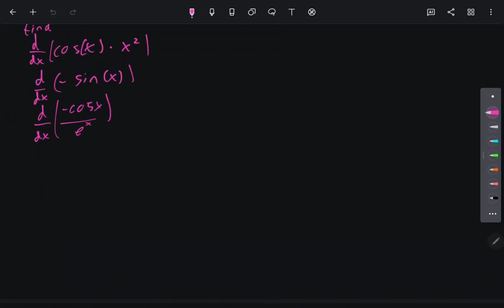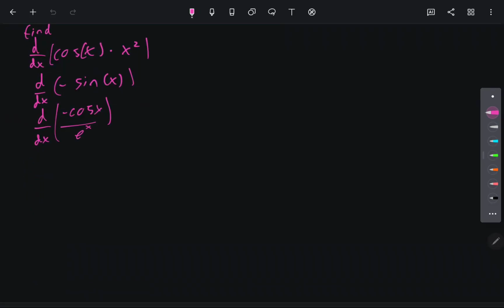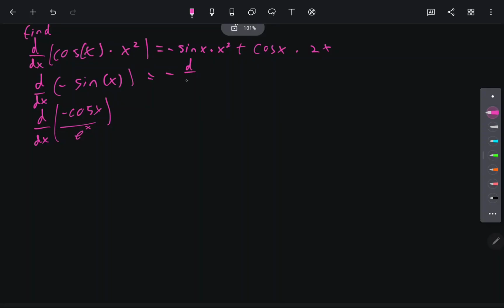Alright, let's move on and let's do some problems. So we know the derivative, this is just a product rule derivative, so it's the derivative of the first, negative sine of x, times the second, x squared, plus the first, cosine of x, times the derivative of the second, 2x. And that's our answer. For the next one, this is just a constant times a derivative of sine, which means that this is just going to be negative cosine of x.